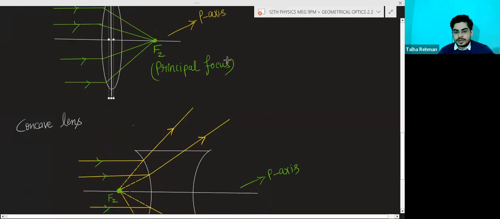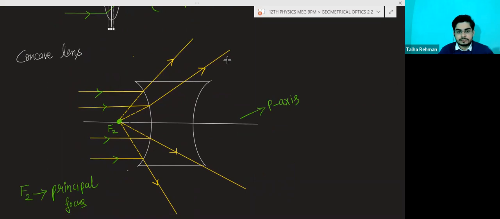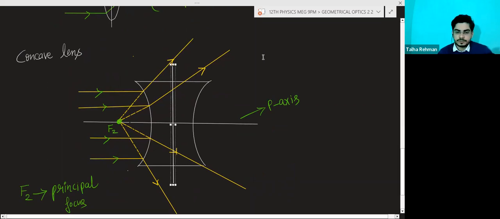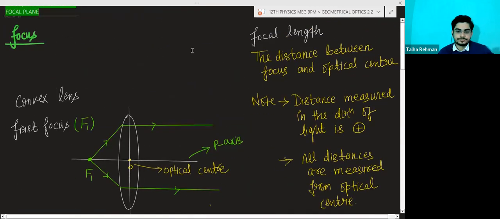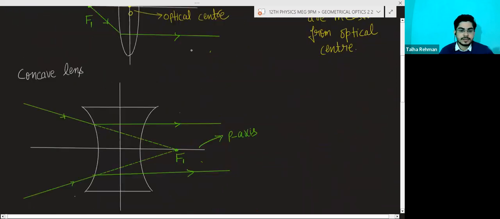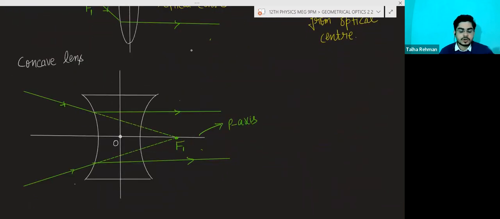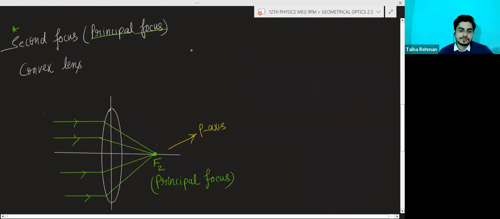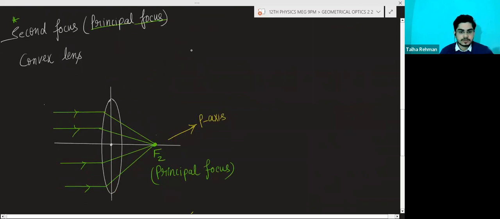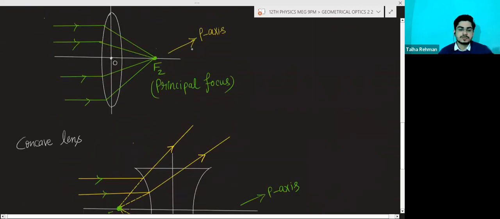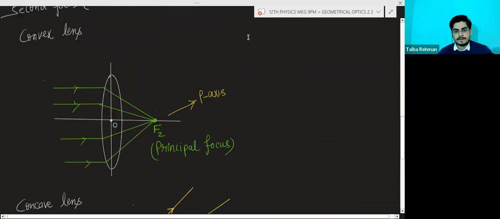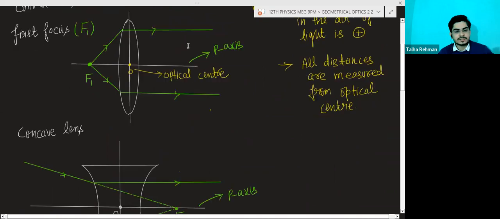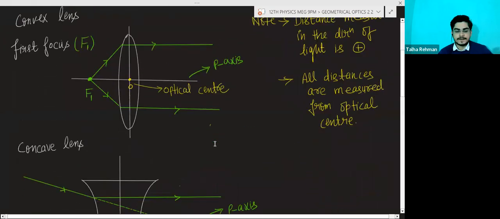And whenever you are drawing a diagram in exam, scale should be there. This is the optical center here. Here is the optical center. In this case, optical center is this. I think somewhere I have written, O is the optical center.